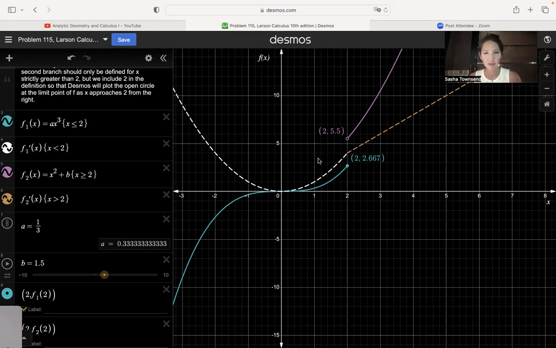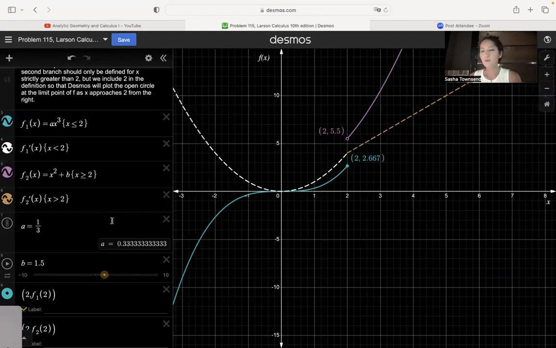That's by taking the limit of this. Notice that you could just plug in, if a equals 1/3, you can plug in x equals 2 here, and then you get 8/3, which is about 2.667. That's what we've got.